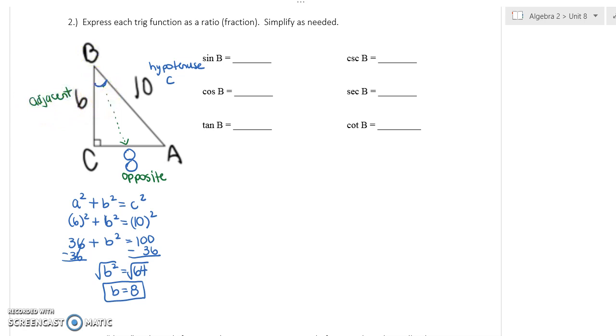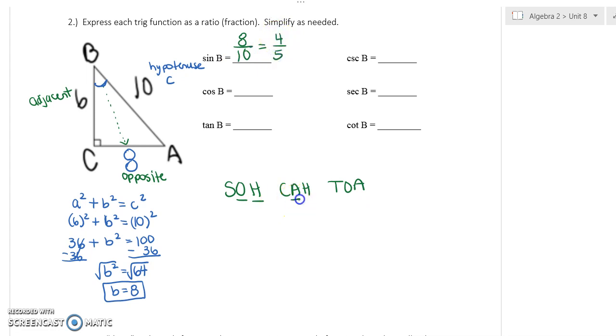Okay. All right, so now we're going to go ahead and use what we know. So we have SOHCAHTOA, just to kind of help us out if you ever forget. But you can always go back to the other page too and see. So we need opposite and hypotenuse for sine. So we have 8 and 10. So we're going to do 8 over 10. And we do have to reduce if we can. So this would be 4 over 5.